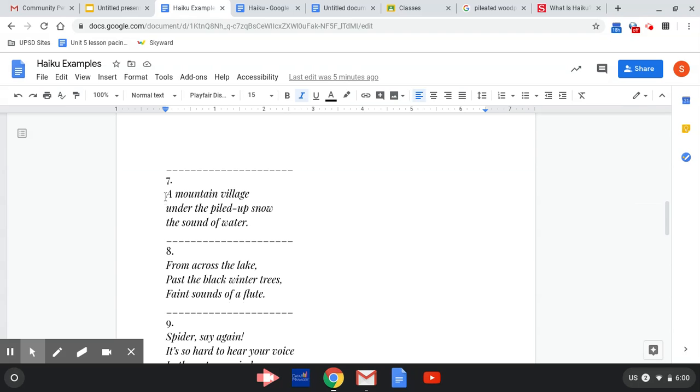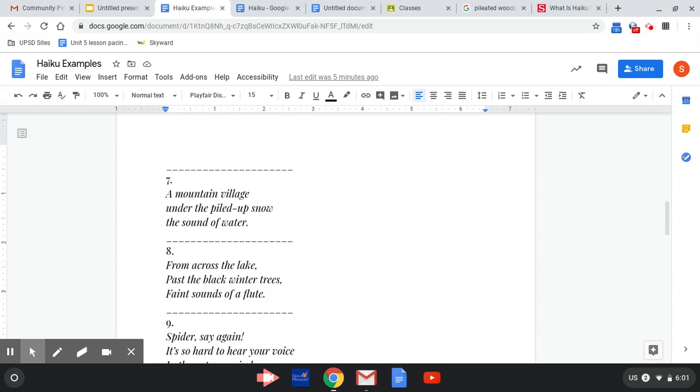Let's look at this one here, number 7. A mountain village under the piled up snow, the sound of water. So you can almost just picture somebody sitting and observing this mountain village, and they're saying that it's piled up with snow and that somewhere in the distance they can hear the sound of water. And then the beautiful thing about that is that because there are so few words, it's really up to you to kind of recreate the rest of the image in your mind.